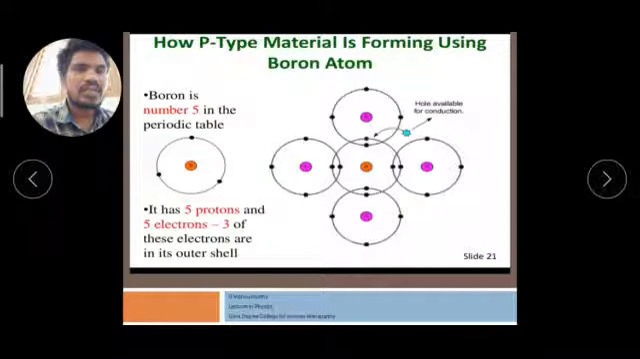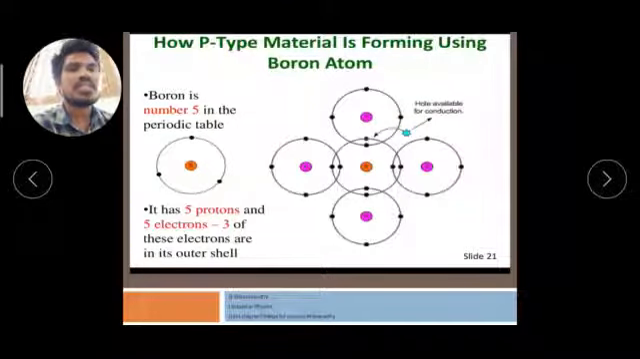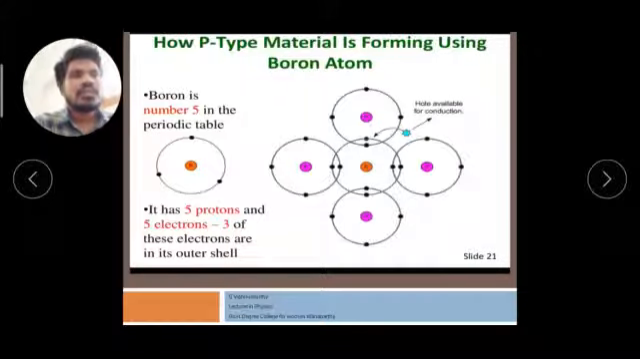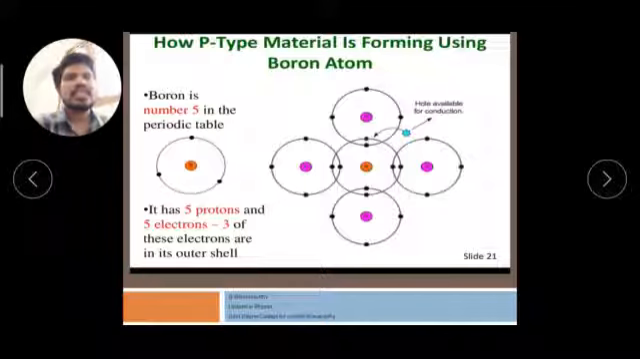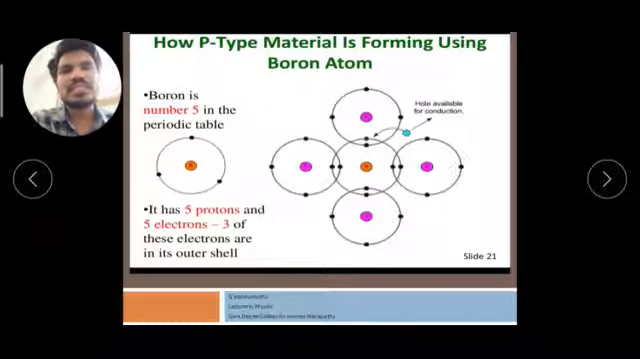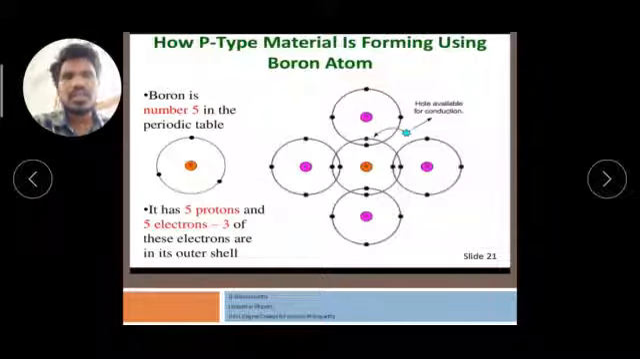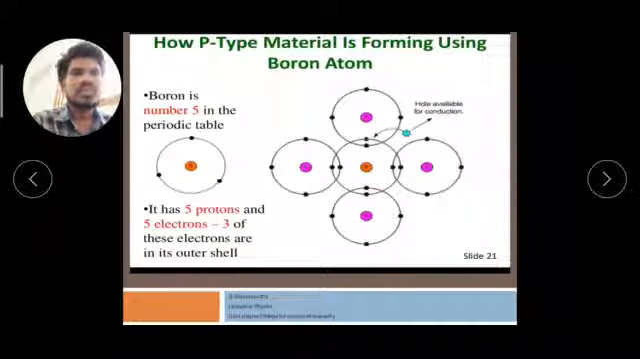Every boron atom has only 3 electrons, but silicon has 4 electrons. So in this section, the fourth electron place in the boron is empty. That empty place in the boron atom is called a hole. So every boron atom will give one hole. So when we add impurity to the silicon, we get a number of holes in the silicon lattice.